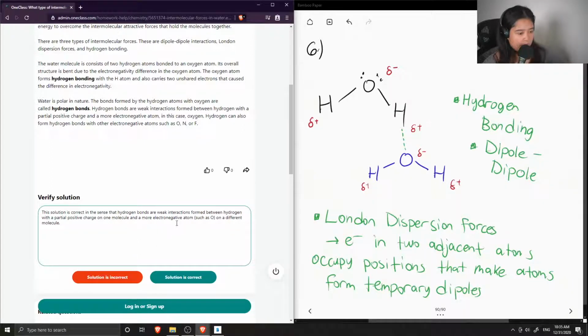Okay, so hydrogen bonds are weak interactions formed between hydrogen with a partial positive charge on one molecule and a more electronegative atom, such as oxygen, on a different molecule. And then I'll say that dipole-dipole interactions and London dispersion forces take place as well.